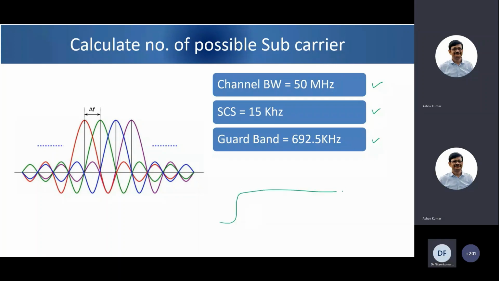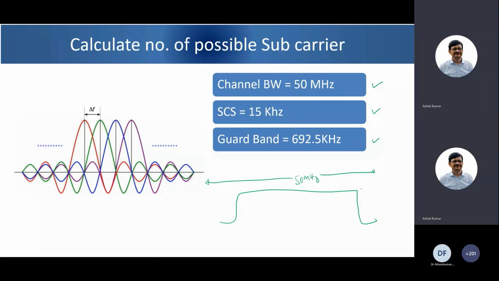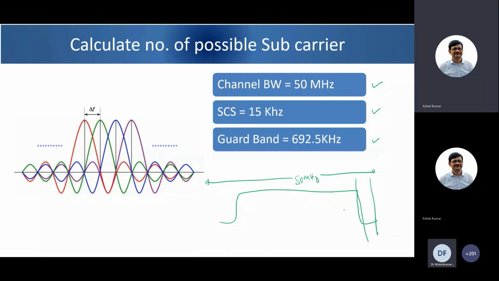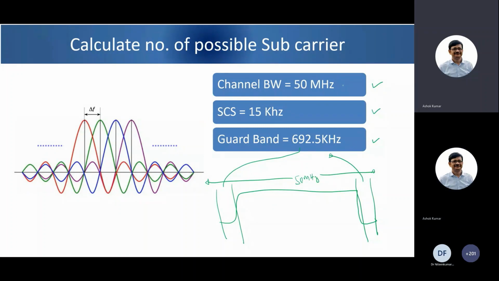I have a channel bandwidth of 50 megahertz. Suppose this is 50 megahertz from here to here, but I have to leave a certain guard band on both sides. This guard band on each side is about 692.5 kilohertz. So now the question to you is to calculate the transmission bandwidth.